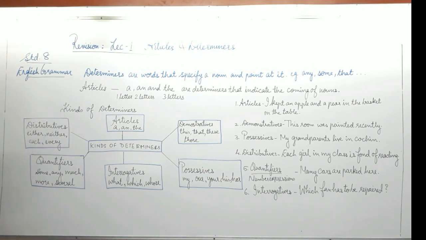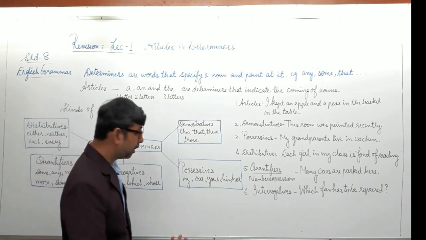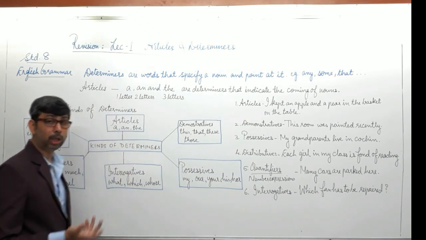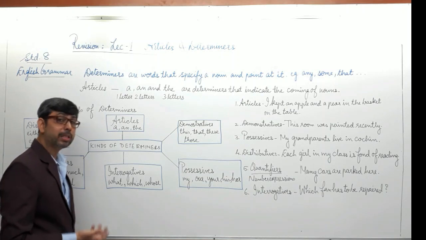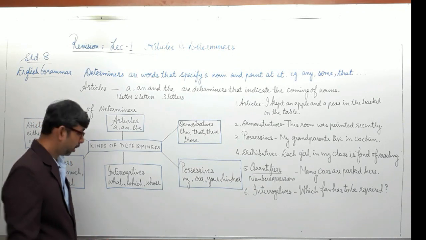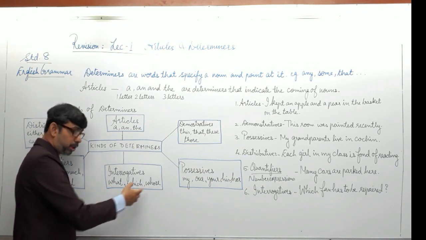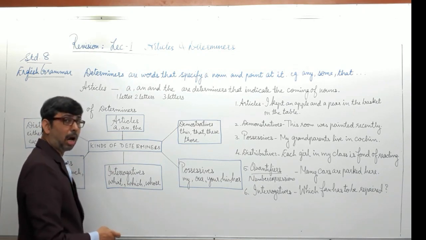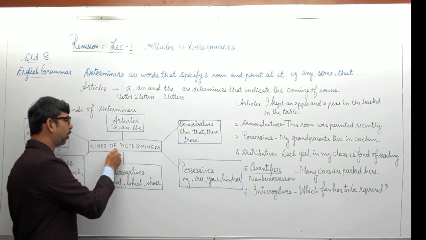The fifth determiner is quantifiers. The word itself tells us something related to quantity or number. Quantifiers use words like some, any, much, more, several, which could be used for countables as well as uncountables. And finally, the sixth determiner is the interrogatives. Interrogatives you learned earlier. Interrogatives are question-asking words. Words which help us to ask questions are called interrogatives, words like what, which, whose, and so on. So these words are interrogatives which fall in the category of determiners.